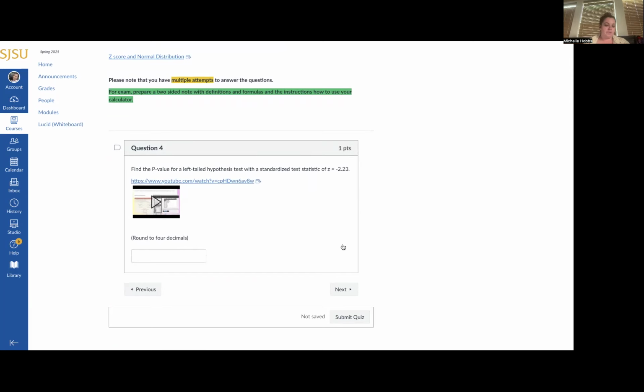Okay. Find the p-value for a left-tailed hypothesis test with a standardized test statistic of z equals negative 2.23. Round to 4 decimals. Let me see here.